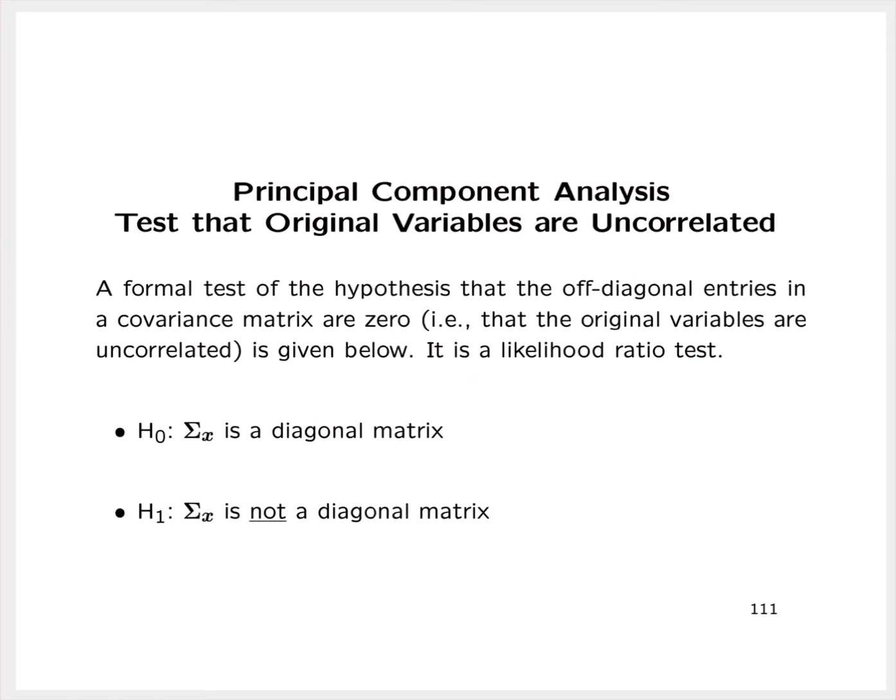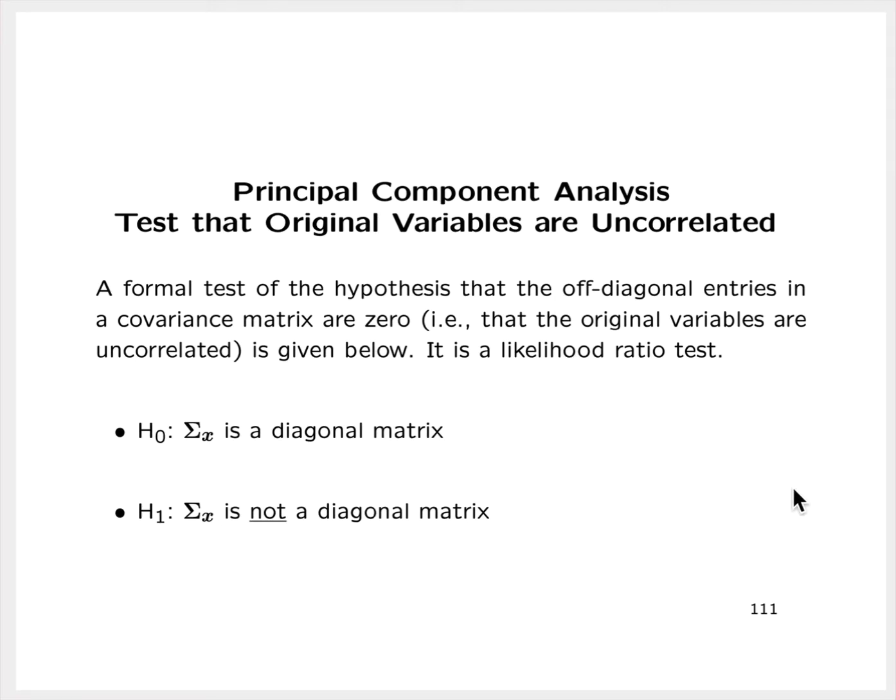Now, continuing on with the topic of testing the null hypothesis that the covariance matrix is a diagonal matrix against the alternative that it's not a diagonal matrix. In other words, we're testing the null hypothesis that none of the response variables are correlated with each other against the alternative that at least two of the variables have a non-zero correlation. And so we looked at the development of this type of test. It's a likelihood ratio test.